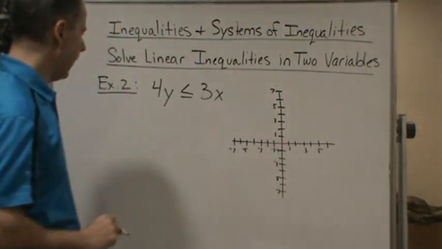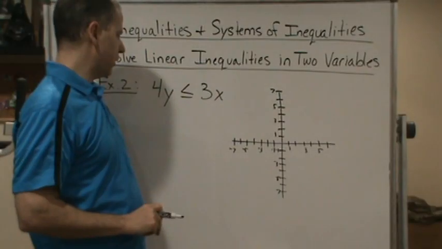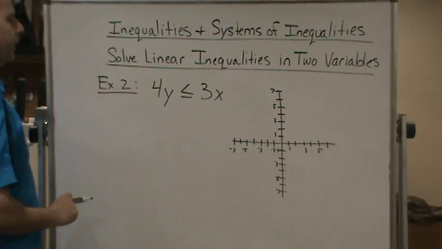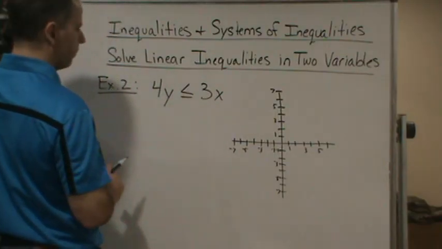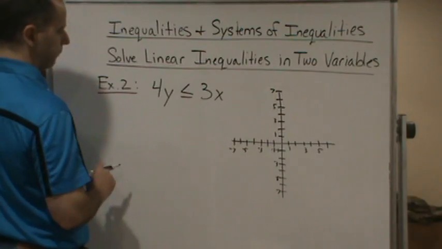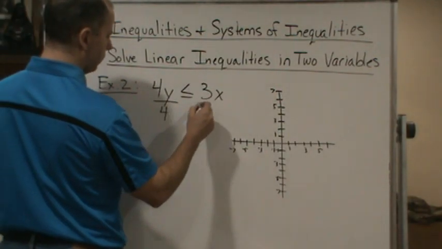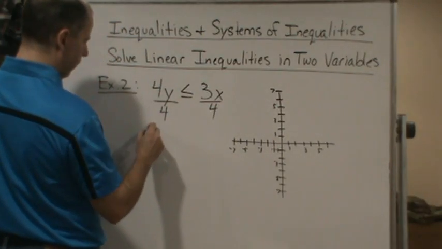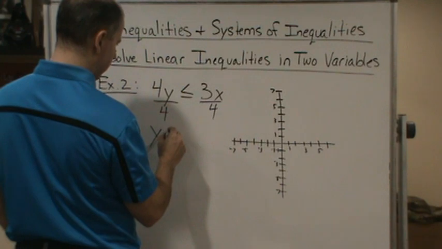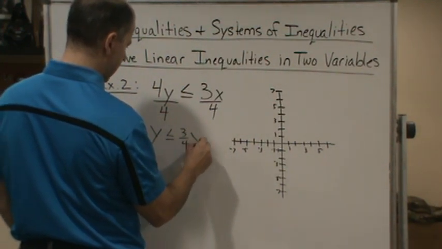All right, so now we have this inequality. Notice it's not a strict inequality, so we're going to use a solid line for this one. Now, the way this is here, I'm going to just solve for y. Let's divide both sides by 4, and we get y is less than or equal to 3/4 x.